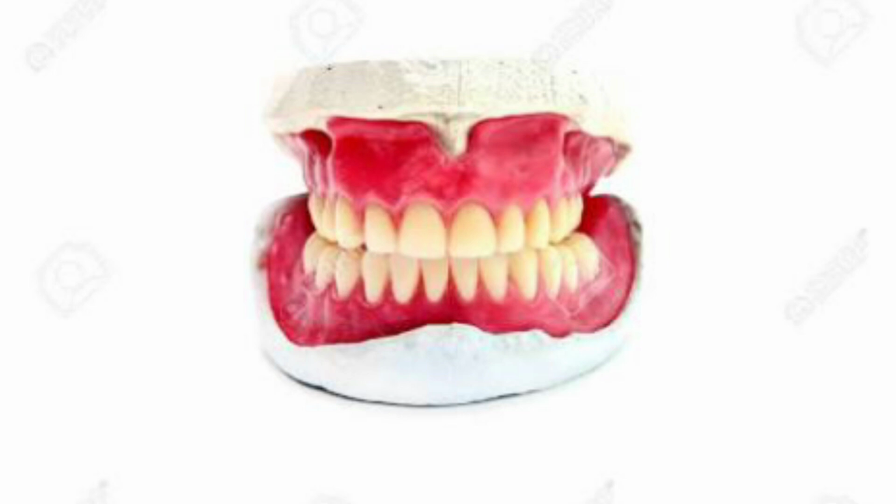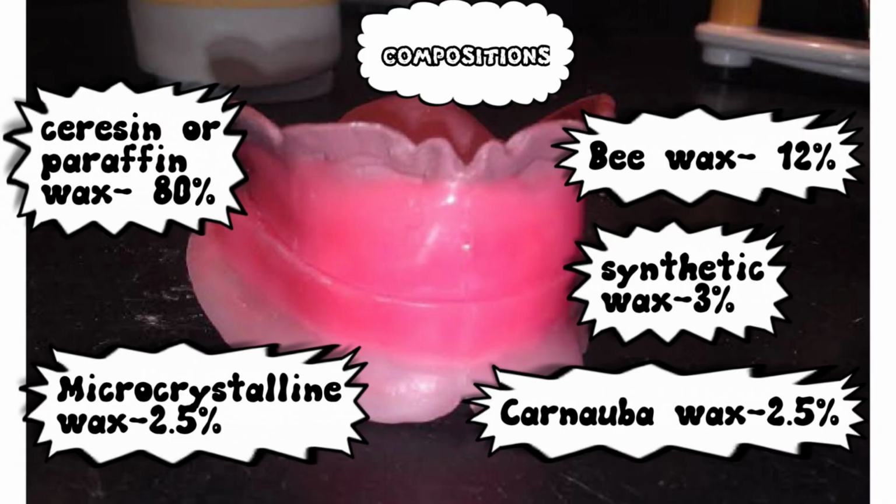What are the compositions of the base plate waxes? They are composed of beeswax, which is 12%, synthetic waxes 3%, carnauba wax 2.5%, microcrystalline wax 2.5%, and kerosene or paraffin wax, which is 80%. So this is the composition of the base plate waxes.